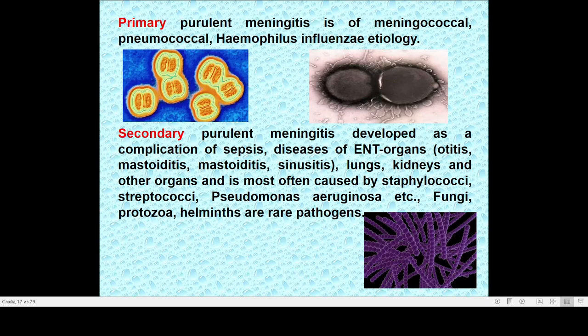More often, variants of primary purulent meningitis are meningococcal, pneumococcal, and haemophilus influenzae. Secondary purulent meningitis develops as a complication of sepsis, diseases of different internal organs, ENT organs, for example otitis, mastoiditis, sinusitis, as a result of pulmonary infection, or generalization of infection in pyelonephritis in immunosuppressed people, and is more often produced by staphylococci, streptococci, and other pathogens.